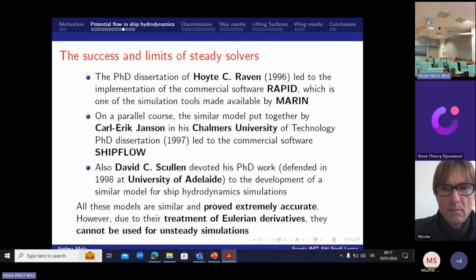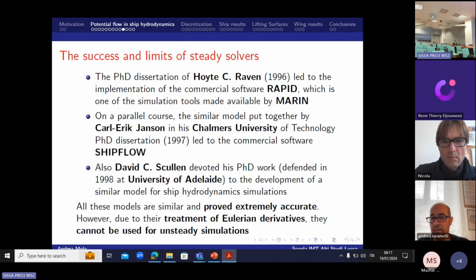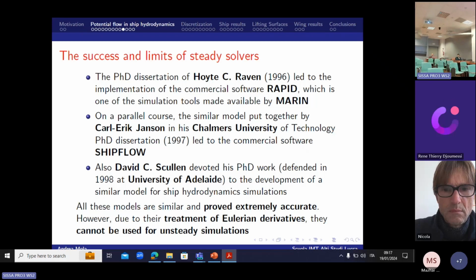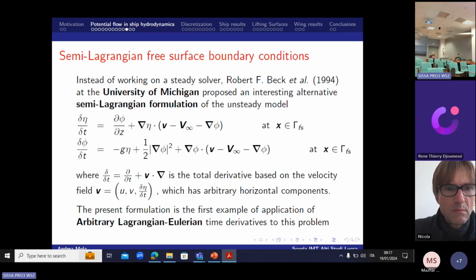For instance, Raven and Karl-Erik Janson had PhD theses that resulted in MARIN and in SHIPFLOW. There are two commercial software that are still in use today, and they're very accurate, but they can only do steady state simulation in this formulation. And so we tried to come up with a solution that allowed us to carry out both steady and unsteady simulation using the same formulation. This was not possible in that fashion.